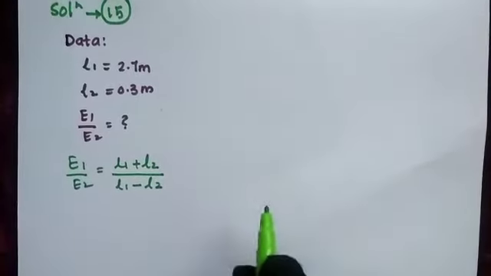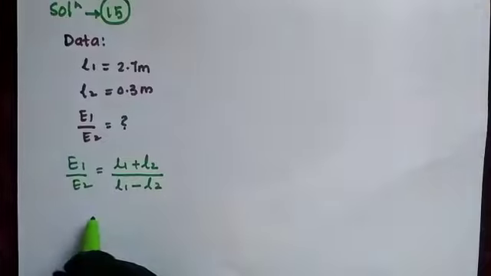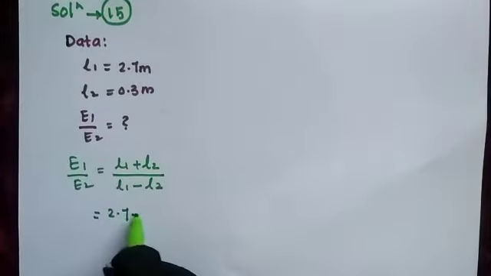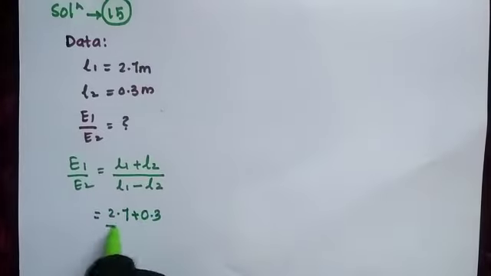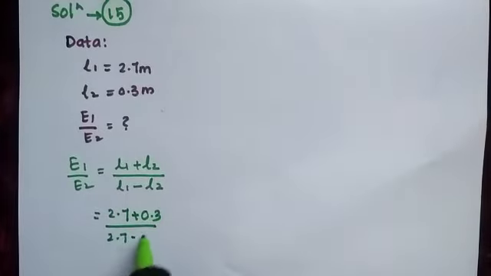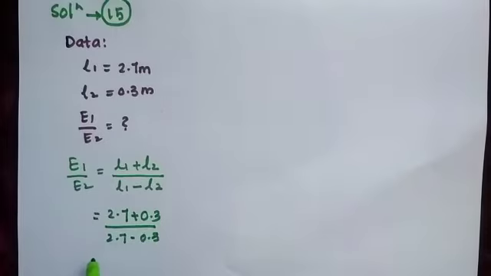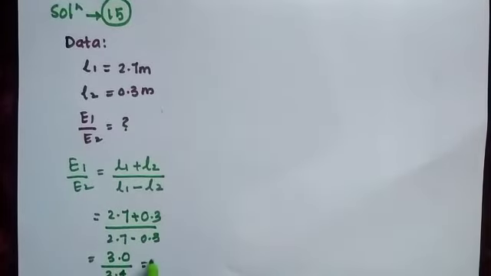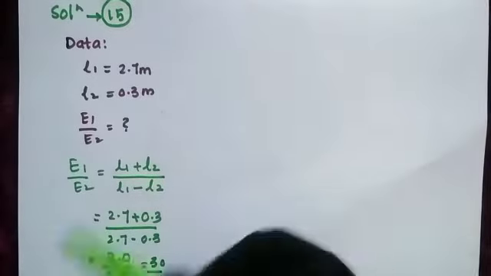So here you just simply substitute the values, because L1 and L2 are already given. So 2.7 plus 0.3 upon 2.7 minus 0.3. So finally you will have 3.0 upon 2.4. Yes, then the decimal points may cancel, so you will have 30 upon 24. Yes, you can do this. You can have your own method, by any method you can solve it.